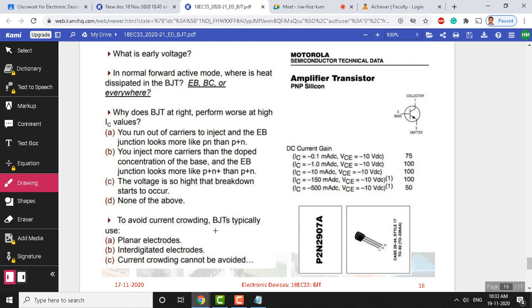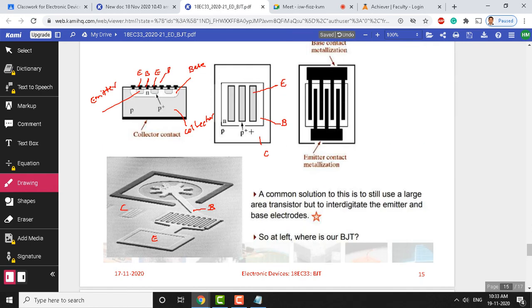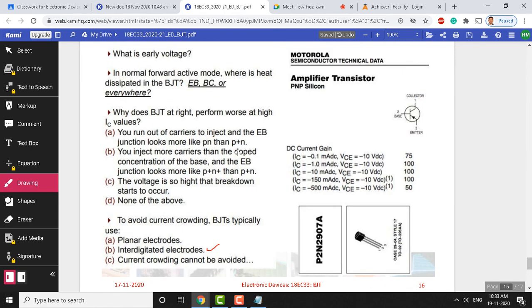Okay, so the answer for the last one would be the interdigitated electrodes. We have already seen this is called interdigitated electrodes. These mechanisms are used in order to avoid current crowding in the BJT. And this is the BJT from a company called Motorola.